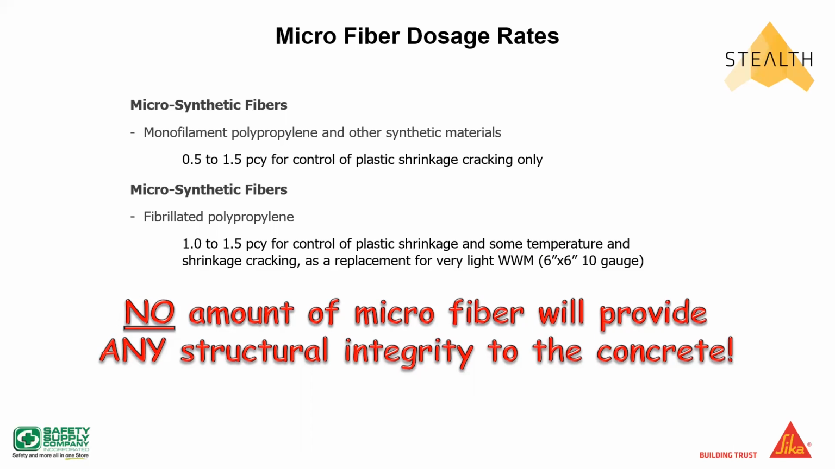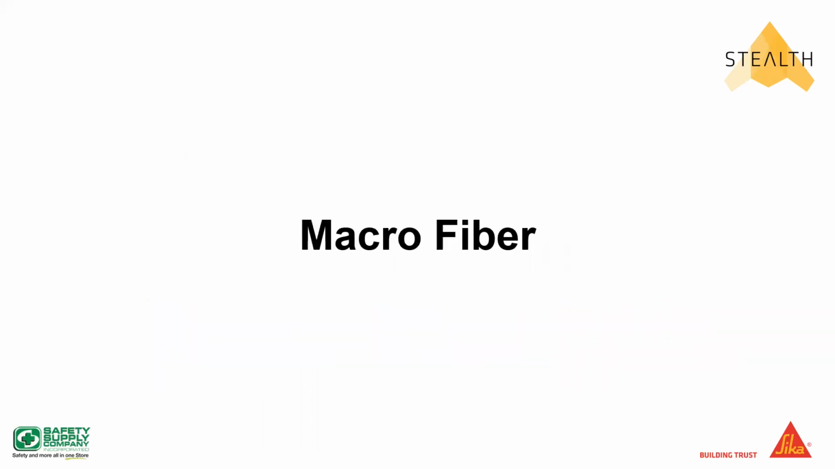Some people think, well, wait, what if I put 5 pounds of the 300 in there? Well, you're going to have some great crack control, probably overdoing it, but no structural integrity provided to the concrete whatsoever with microfibers. It's for crack control and crack control only, whether it's your plastic shrinkage cracks, your temperature shrinkage cracks, or your drying shrinkage cracks. That's what it's all about, just crack control. Okay, moving forward, macro fiber.